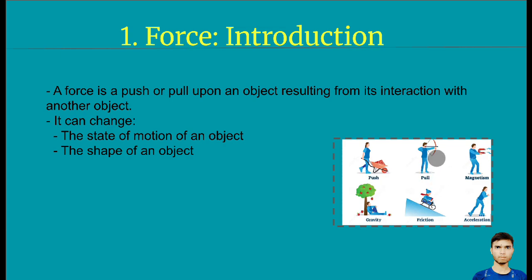In this figure you can see this woman is pushing this cart. This person is pulling this arrow, and this person has a magnet, and here an apple is falling, which is known as gravitational force. And here you can see this boy is riding a cycle coming from upward to downward. It is also a friction force, and here acceleration. This is known as acceleration.